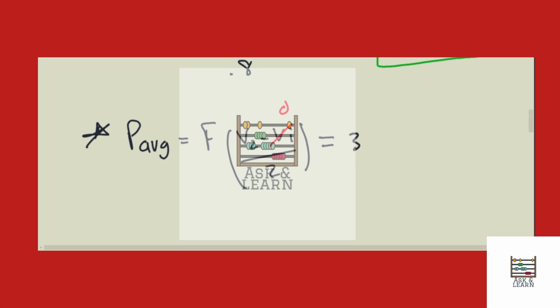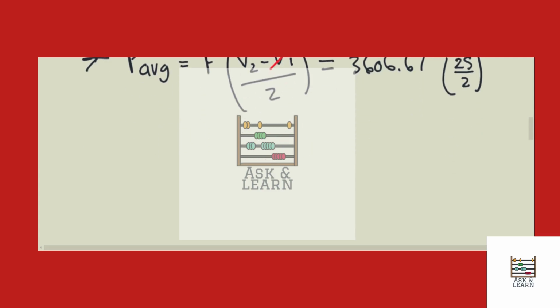So we got 3,606.67 times the velocity, 25, divided by 2. So the average power exerted by the engine is 45,083.38 watts.